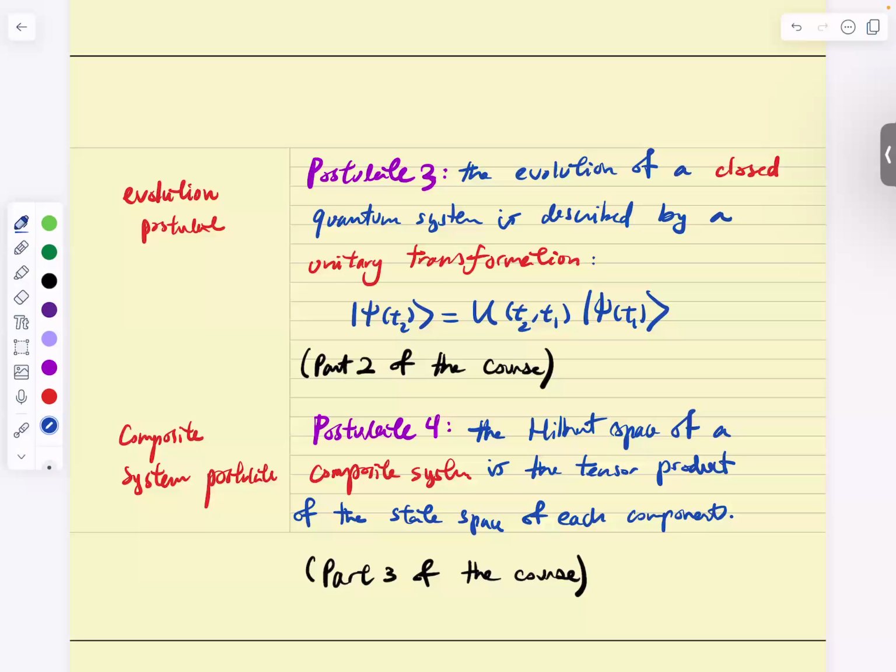I was just talking about the wave function of a particle on a line. What about the wave function of 2 particles? And how to formulate that, right? So that is going to be postulate 4. Good? And these are literally going section by section over the course. Section 1, we are finishing it, was about the first 2. Part 2 is about postulate 3. Part 3 is about postulate 4.